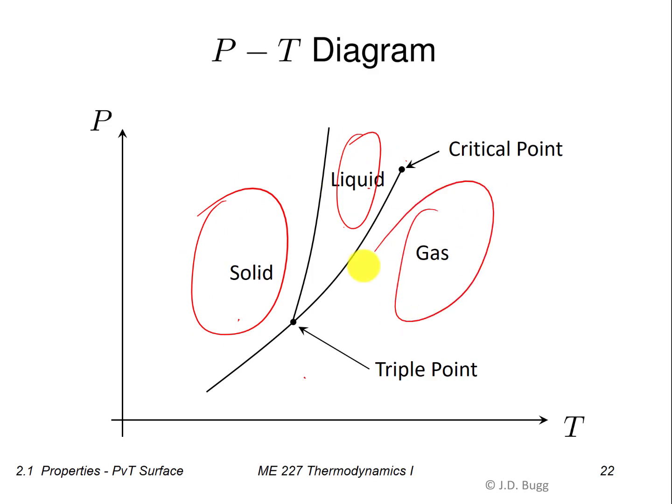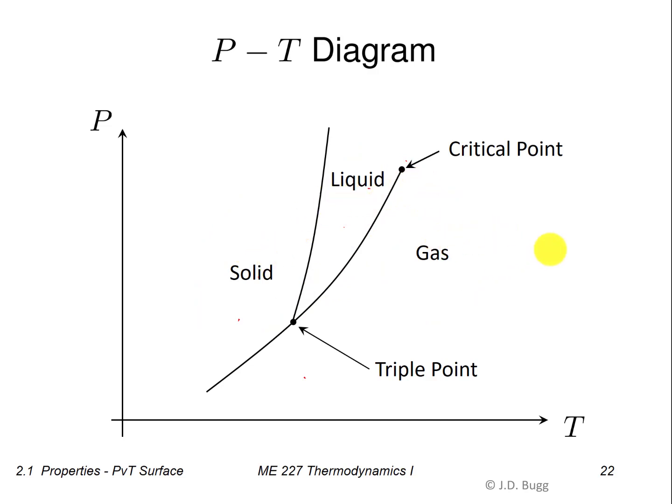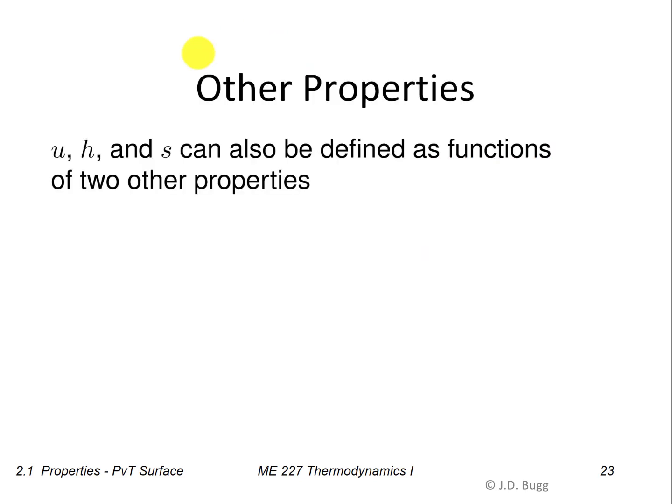So this is probably the last time we'll see a PT diagram, just because we can't really see what's going on in the liquid vapor region from this particular set of coordinates. And that goes back to our problem that P and T are not independent variables when we're in the liquid vapor mixture region.